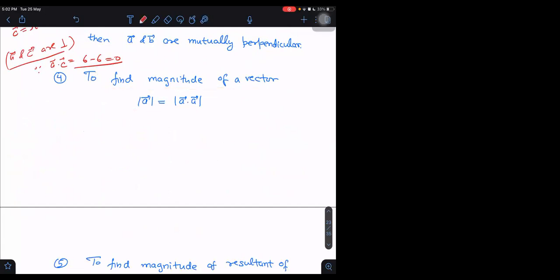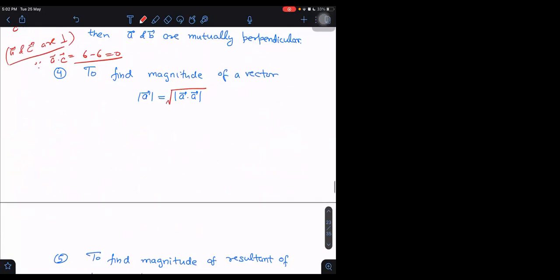Next, we can also use it to find the magnitude of a vector. We already know this: square root of A dot A. The square root should have been written here, it was a mistake. Square root of A dot A will be equal to A, right? For example, what is A dot A? A dot A will become AX I cap plus AY J cap. I'm taking 2 dimensions. You will understand what it will be in 3 dimensions also.